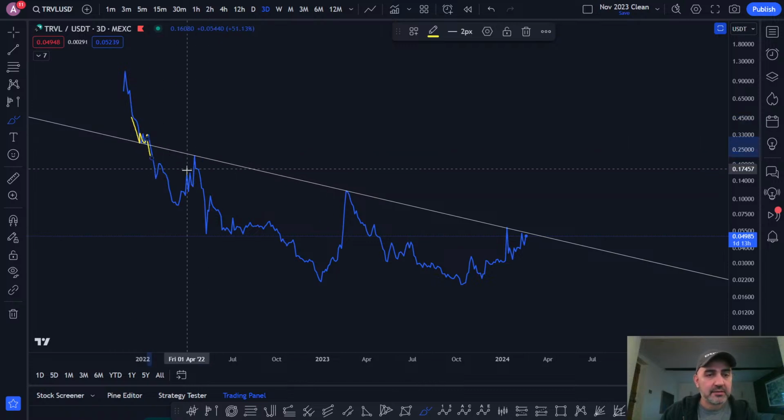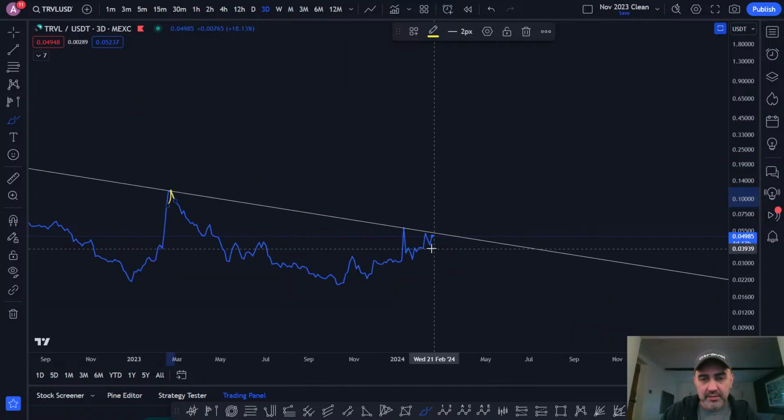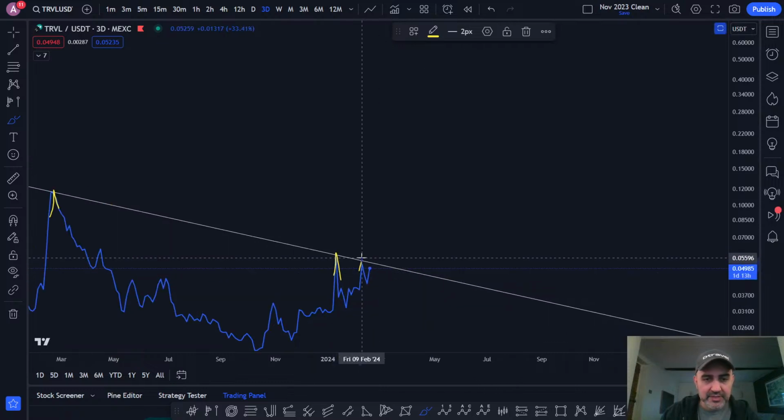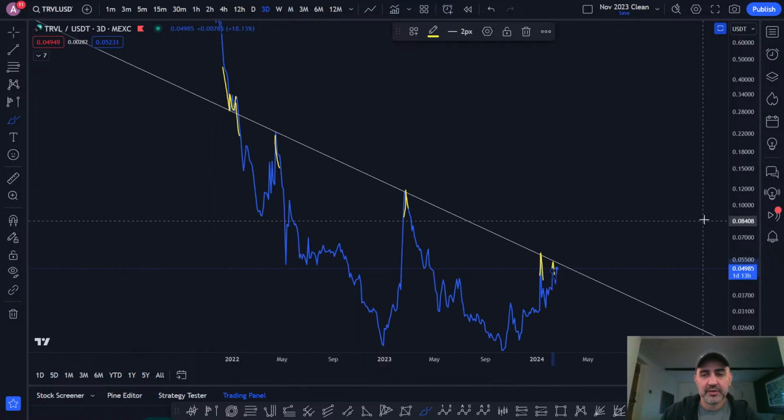lost it, back test once, twice, 3 times. I would class that as a back test, 4 times. And now we're coming into that line for the 5th time. All right.